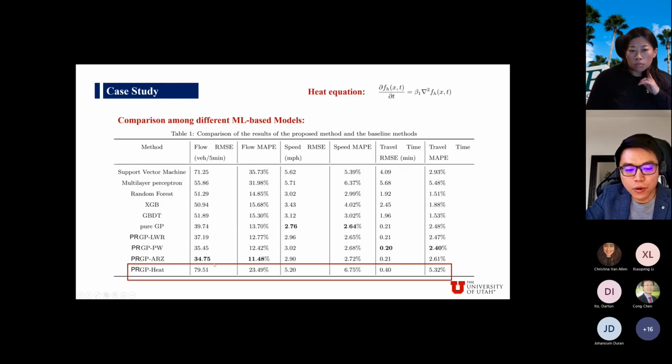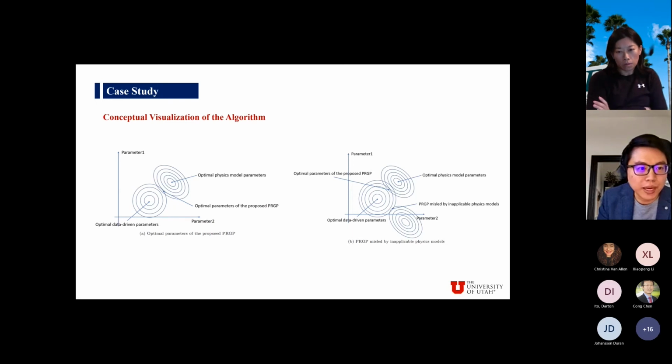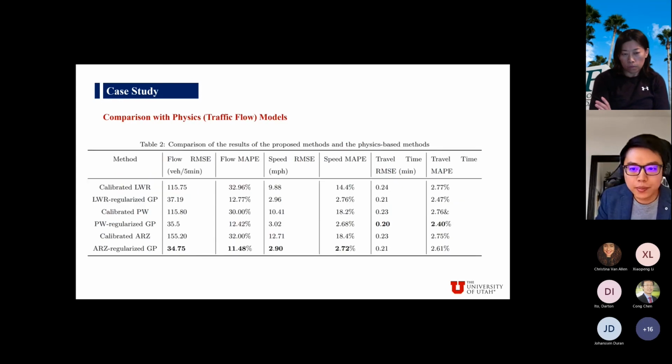That is actually shown over here, right? With the heat equation, the performance is really bad. That's why in the PRGP, finding a good physics model is also very important. Otherwise, your model would be misled by the physics equation, and that even worsens the model performance. And this is a quick comparison between the PRGP and the classical traffic flow models. For LWR, PW, and ARZ, we can see that the PRGP model performance is always better than those classic traffic flow models.